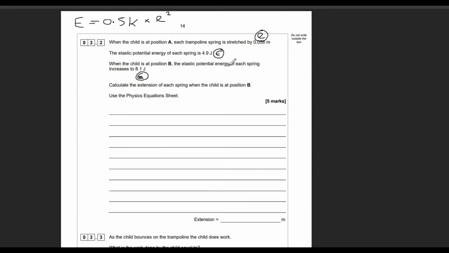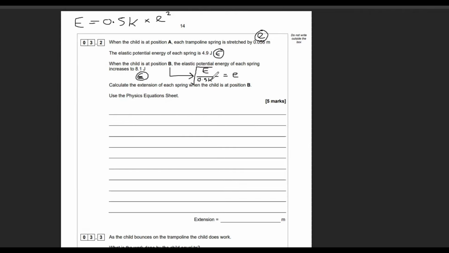I need to rearrange to find lowercase e, the extension. How I do that at position B: I want to get e on its own. So I would divide the elastic potential energy by 0.5 K. That would leave me with e squared equals that. What I would then want to do is get rid of this square, so I've got to square root both sides. And that is the working out that will give me the marks for working out lowercase e, the extension.